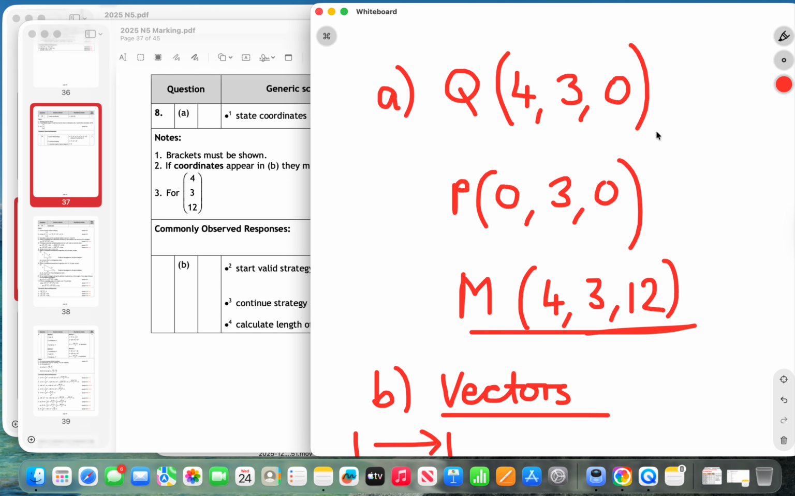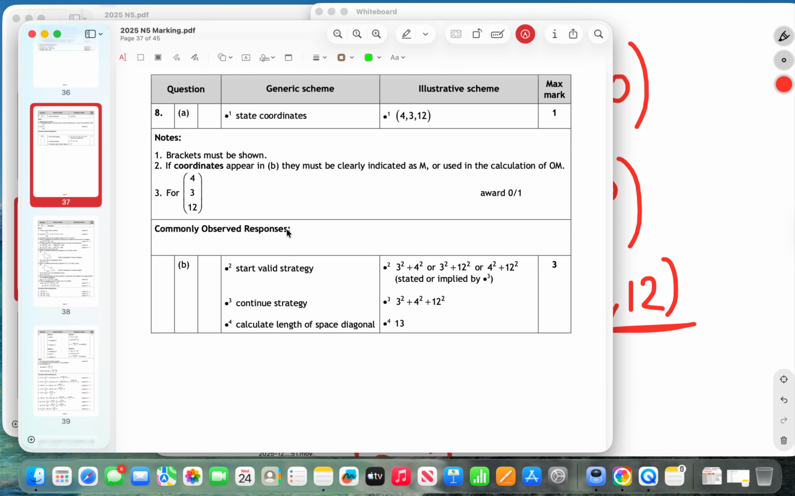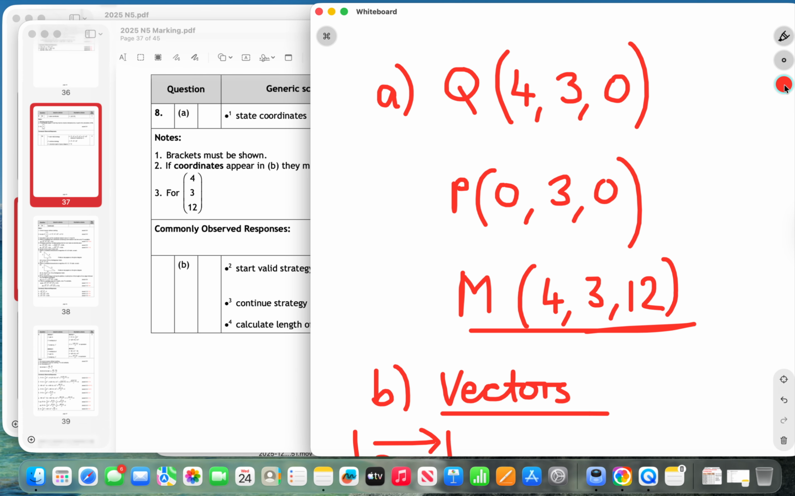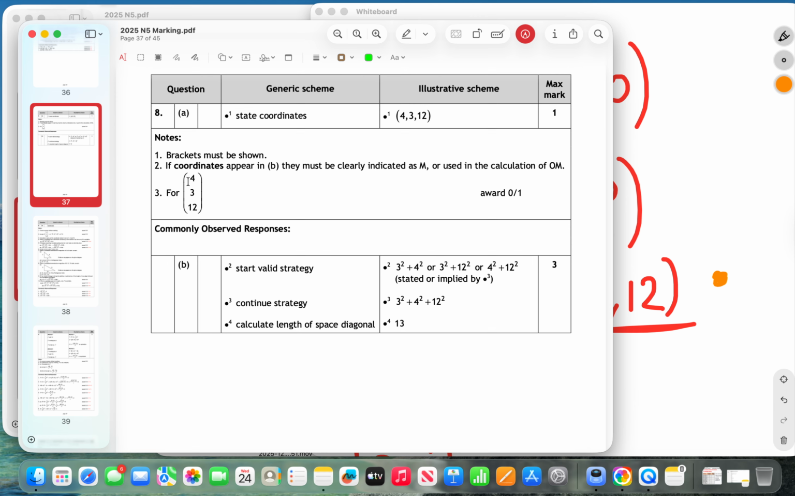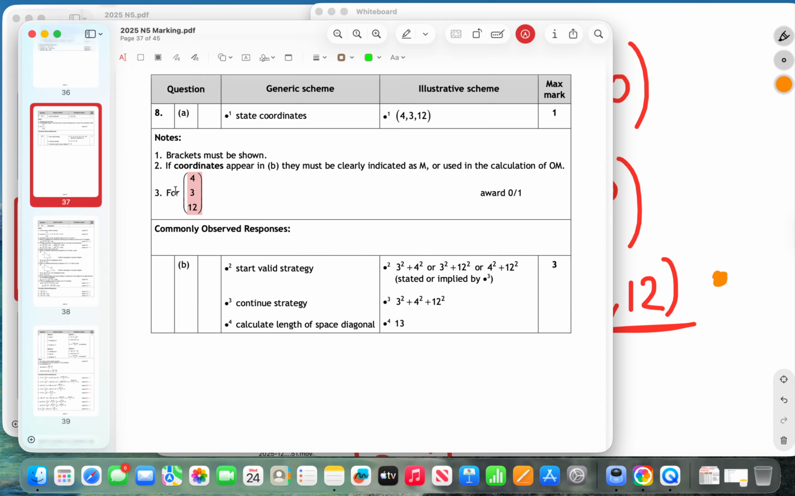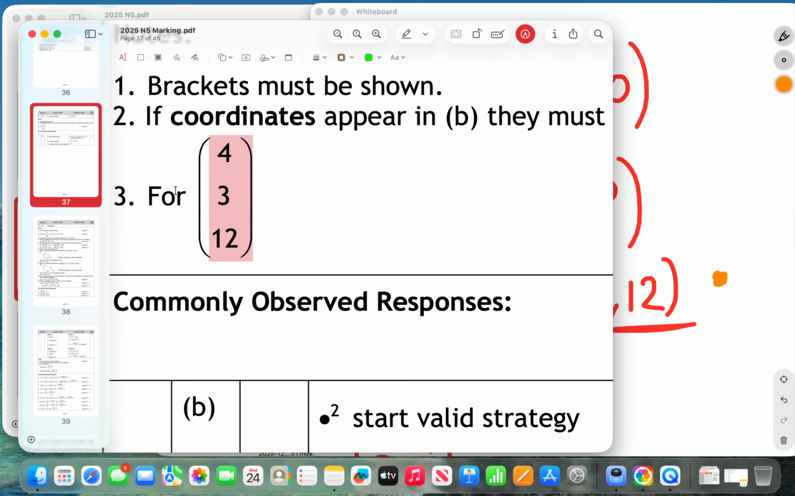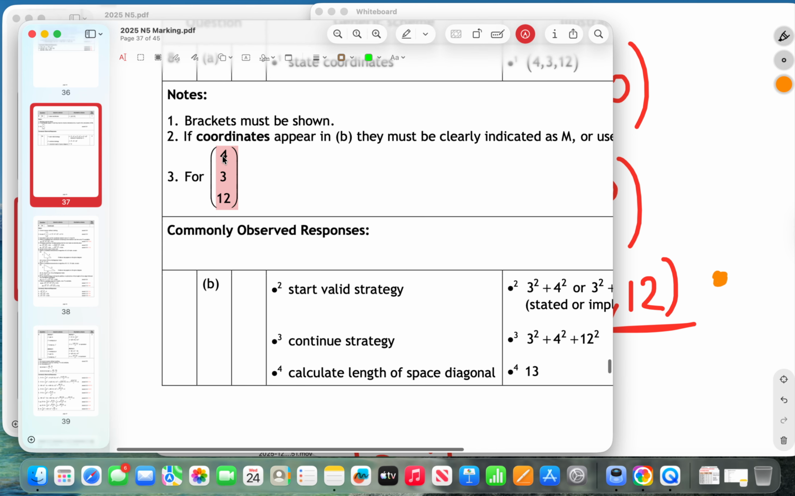Now in question A, you would get the mark if you got 4, 3, 12. If you wrote it as a column vector, so have a look at this, it's a bit highlighted. This would give you nothing because that's a position vector. That's a vector. It's not the point. It's asking for the point.